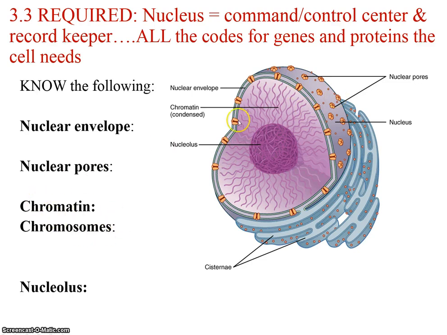Chromatin, chromosomes, this is the term for the organization of all that DNA, those nucleic acids inside the nucleus. And the nucleolus is an area where there's a high density of ribosomal RNA and ribosomes formed, the ribosomal subunits, I should say, that will eventually be exported and put back together out in the cytoplasm for protein synthesis.